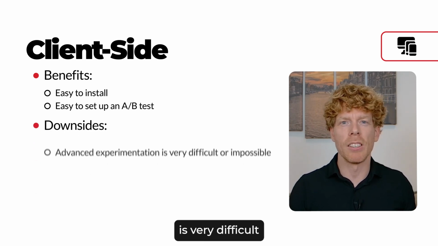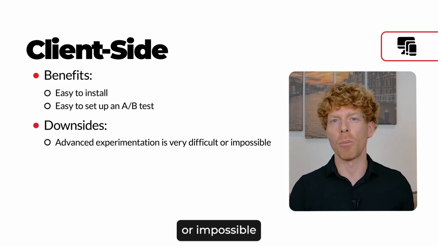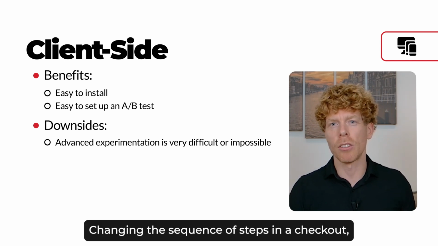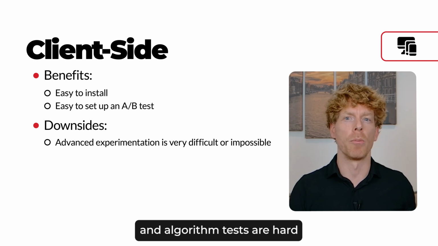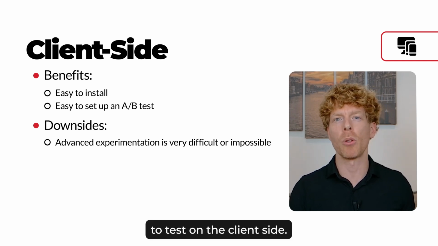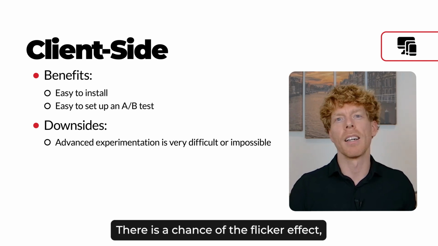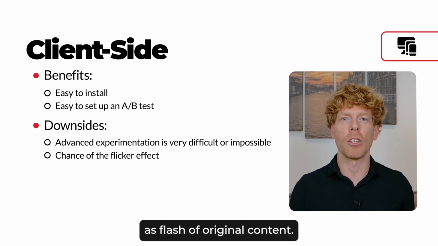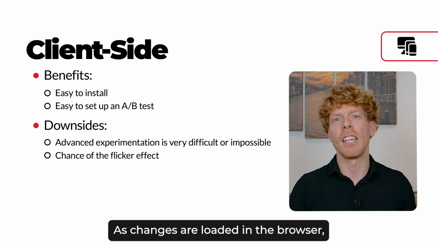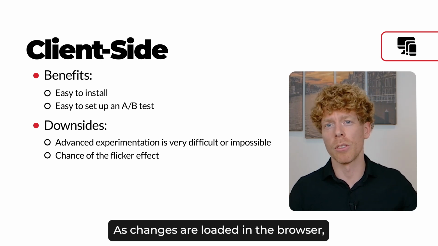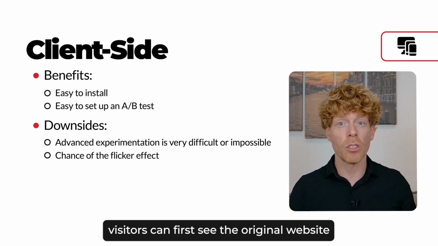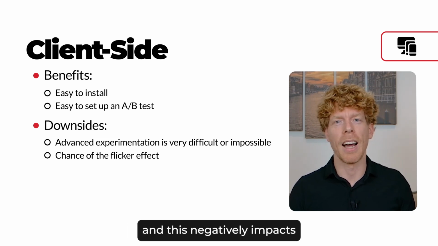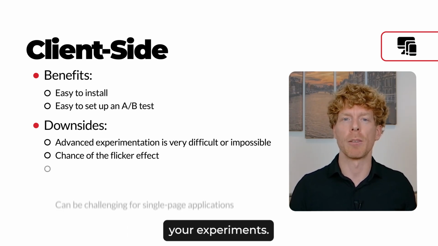Advanced experimentation is very difficult or impossible with client-side experimentation. Changing the sequence of steps in a checkout, product features, and algorithm tests are hard or impossible to test on the client side. There's a chance of the flicker effect, also known as flash of original content. As changes are loaded in the browser, visitors can first see the original website before the changes are loaded, and this negatively impacts your experiment.